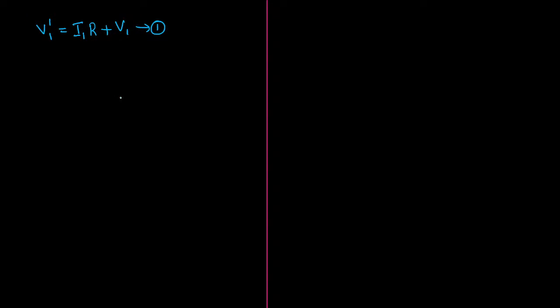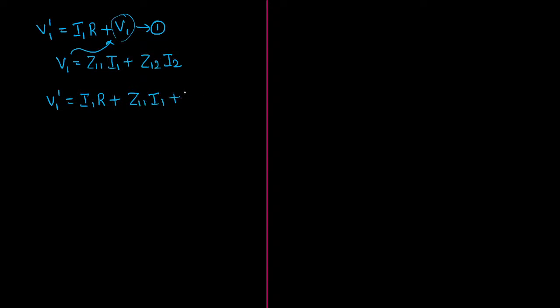Now, how do I expand this network? It is very simple to expand. How? Let us see. We know the expression of V1. What is the expression? Basically, V1 can be written as Z11 into I1 plus Z12 into I2. Substitute that value here such that the new voltage will become I1 into R plus existing impedance Z11 into I1 plus Z12 into I2.